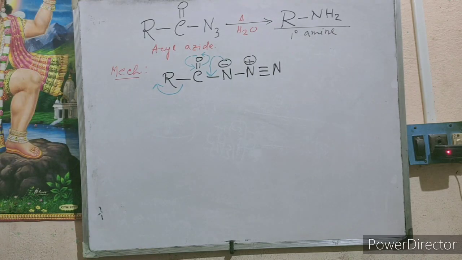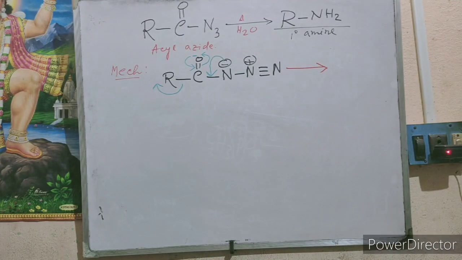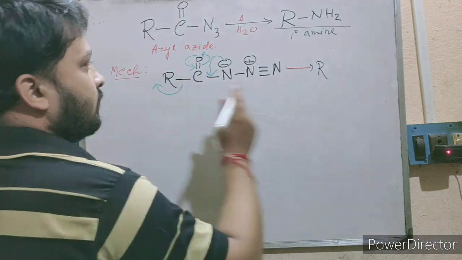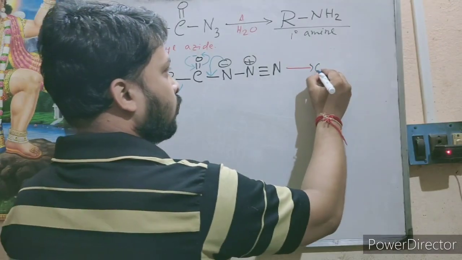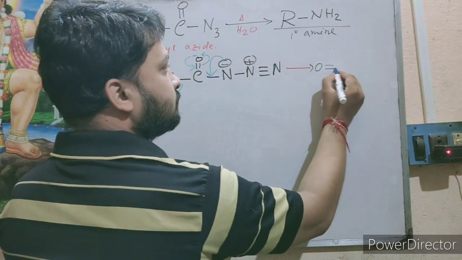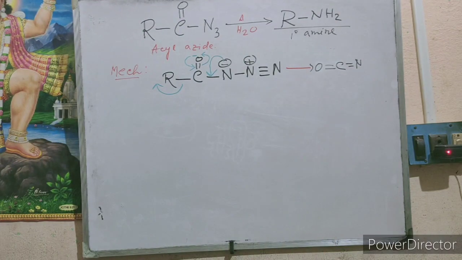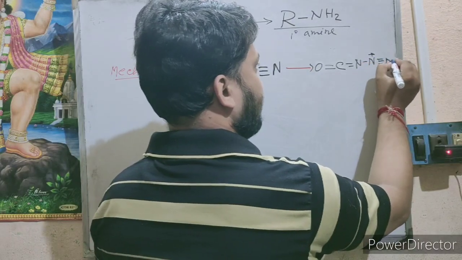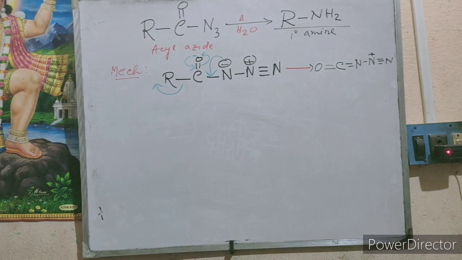So what do we get? We get this compound: R is removed from here, so I get O double bond C double bond N, with N plus and triple bond, and we get this form.